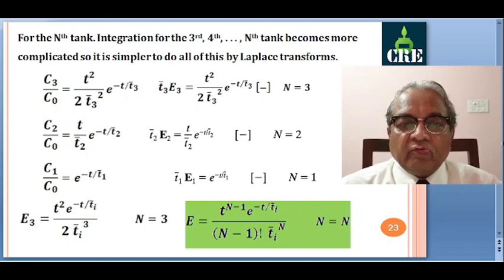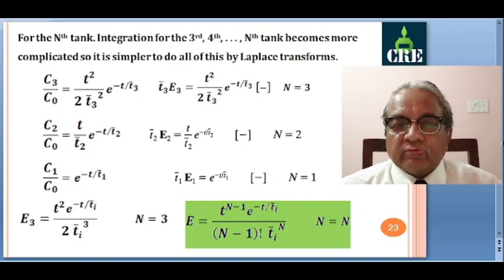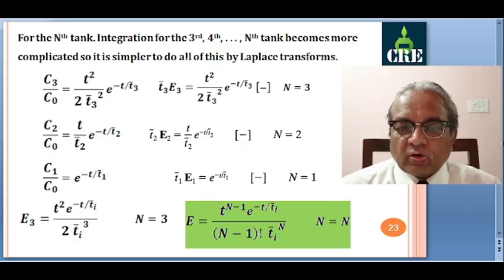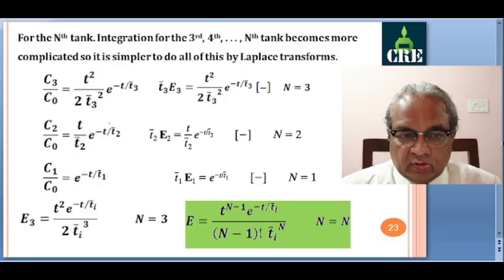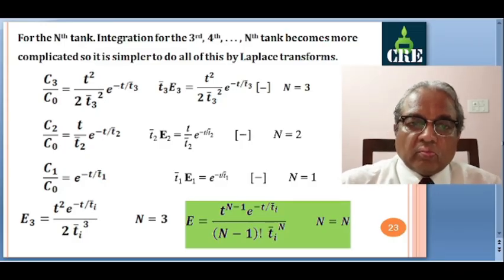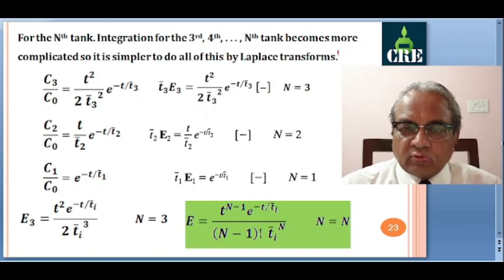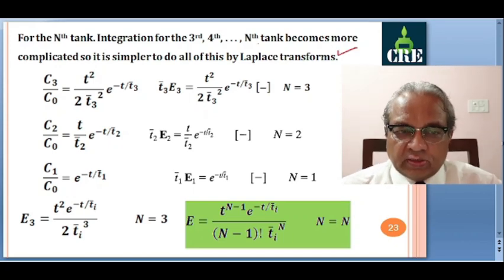So for the nth tank we have to write, so you can write as for third, fourth and so on, but we will see the terms, can we arrange or can we write for the nth tank, looking at C1, C2, C3. Now for third tank, fourth tank and so on, the differential equations are complicated, they have to be solved by Laplace transforms. We will not bother about solving those differential equations.